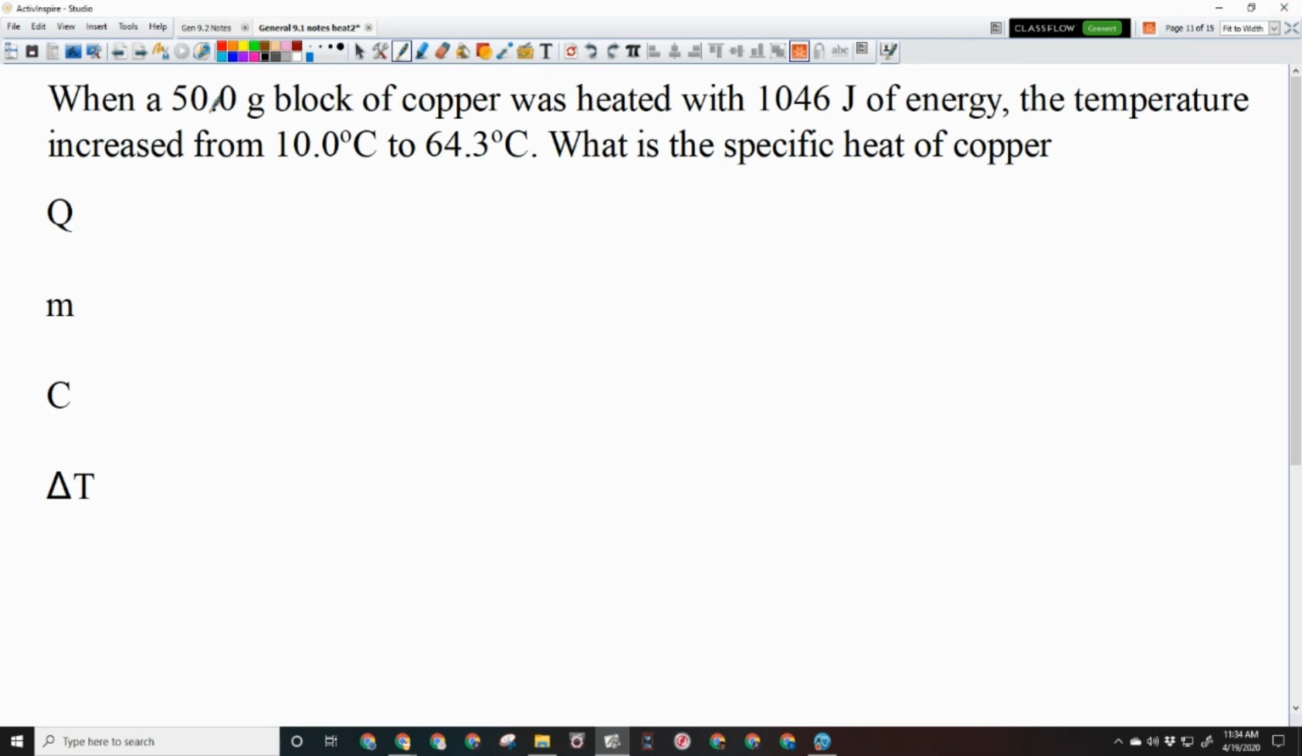All right, so let's identify our givens. We have 50 grams of copper, and this is our energy, 1,046 joules. It changed temperature from 10 degrees to 64 degrees. What is this specific heat? So that's what we're looking for. Well, specific heat is C. So I'm not going to put my question mark there.